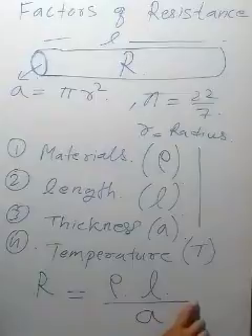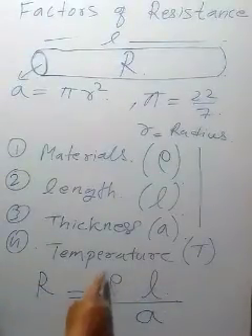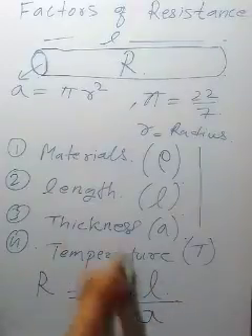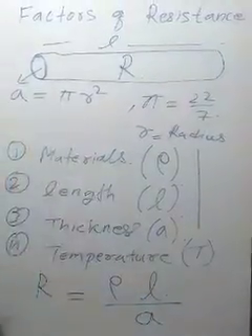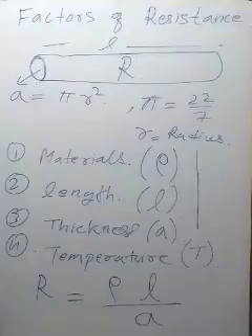If the temperature is fixed, resistance depends on the type of material, rho, the length, and the area A. The area is pi r square. So these are the four factors: material, length, thickness, and temperature of a conductor or wire.